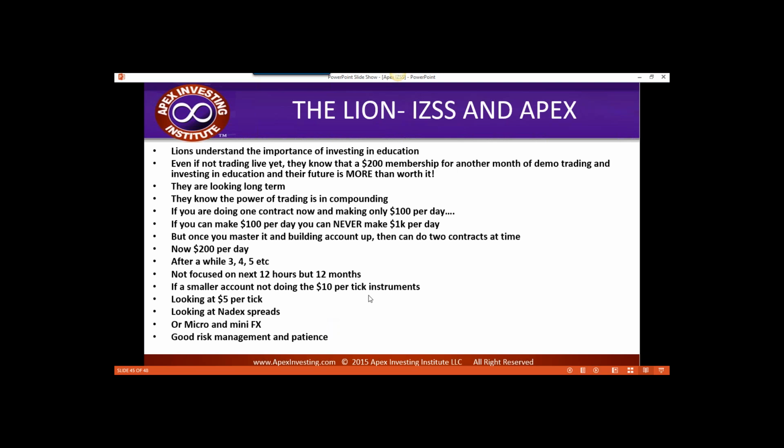Also, this is a big key. Lions understand the importance of investing in education. Even if they're not live trading yet, they know that a $200 a month membership for one more month of demo trading and learning and investing in their future is more than worth it. They understand the value of investing in education. They're looking long term. And they know that the power of trading is in compounding.